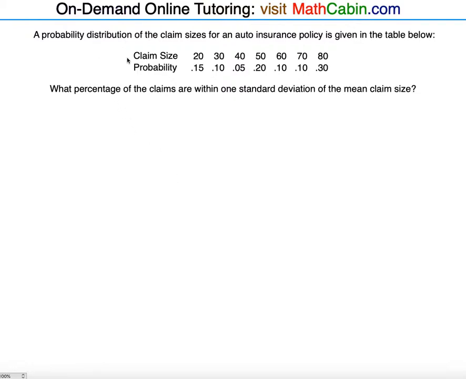A probability distribution of the claim sizes for an auto insurance policy is given in the table below. What percentage of the claims are within one standard deviation of the mean claim size? Okay, so when you see standard deviation, you're going to have to use variance, right? And to find variance, you will have to use the expected value. And the expected value is the mean. Okay, the mean claim size.